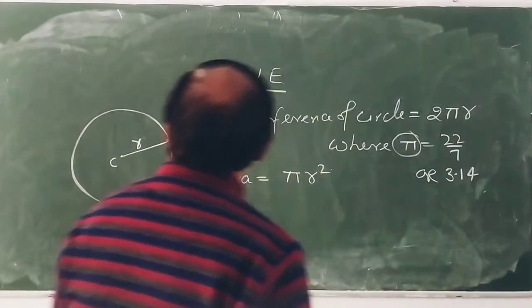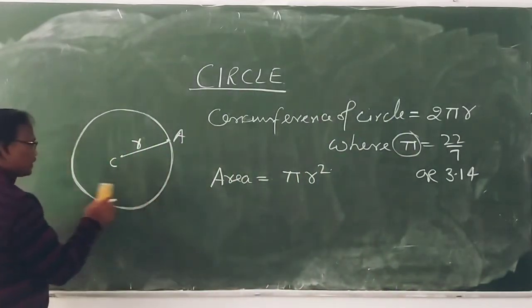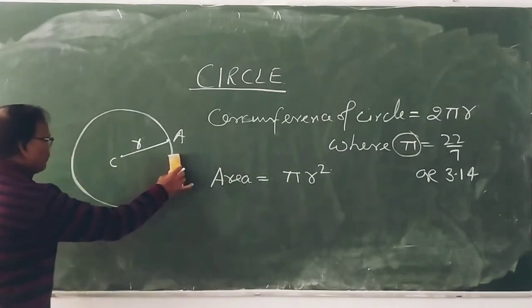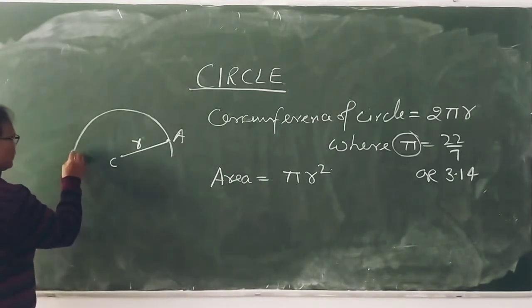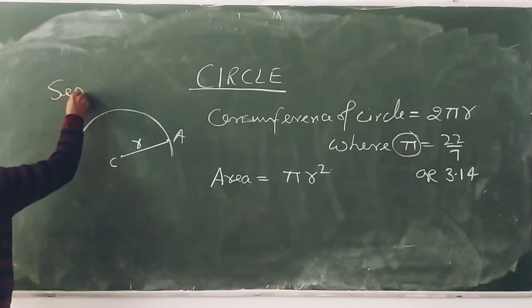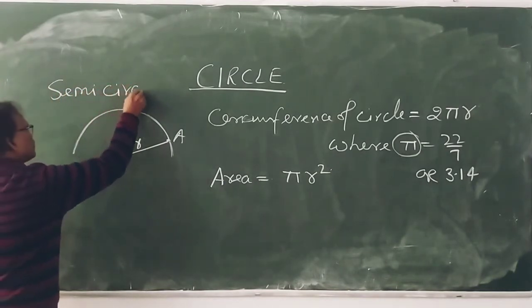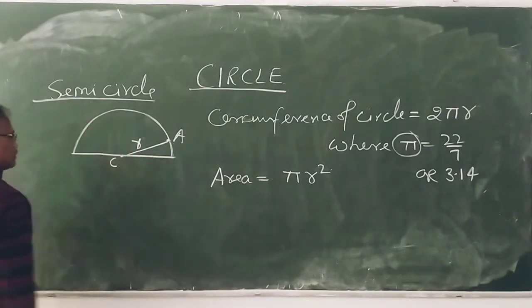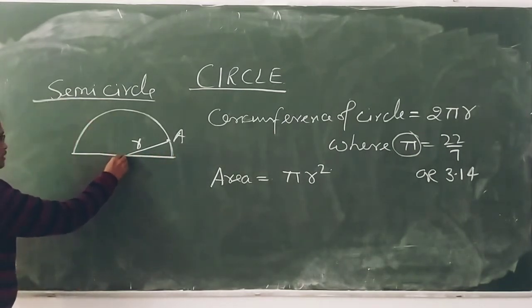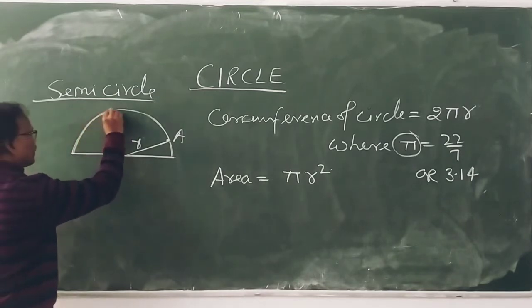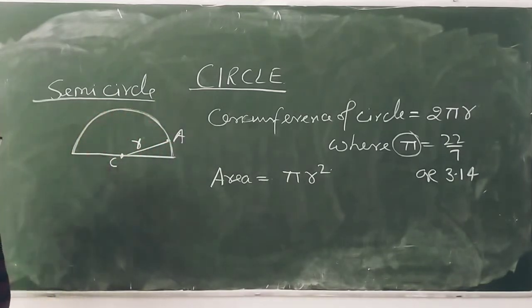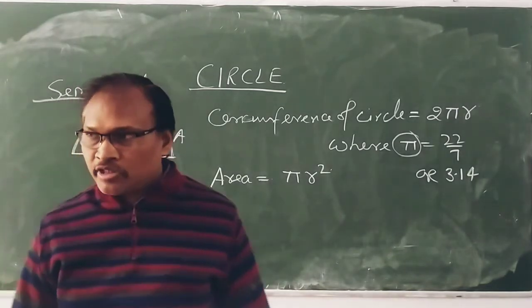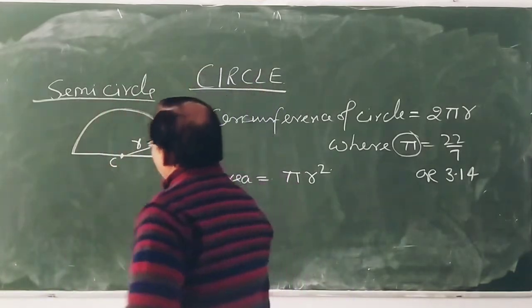But if you cut this circle from the middle, you can say it is a semicircle. This semicircle is like this. C is the center, and this is the R. You can say this is the curved part of the semicircle.